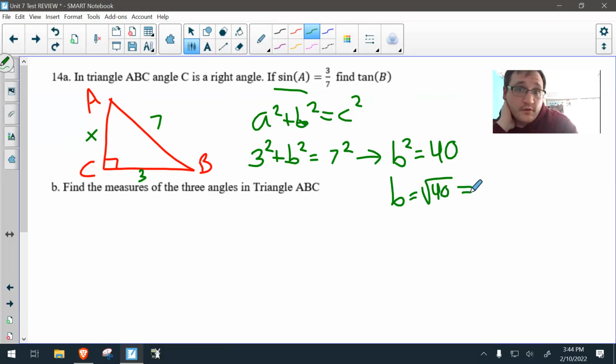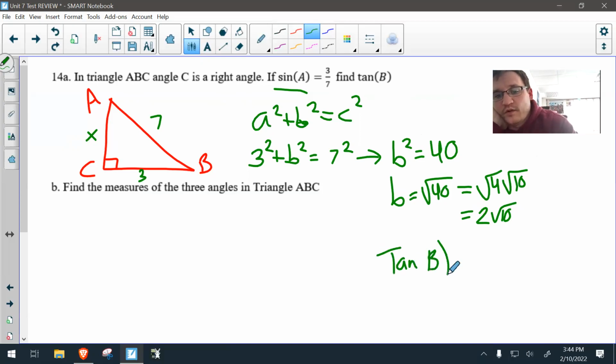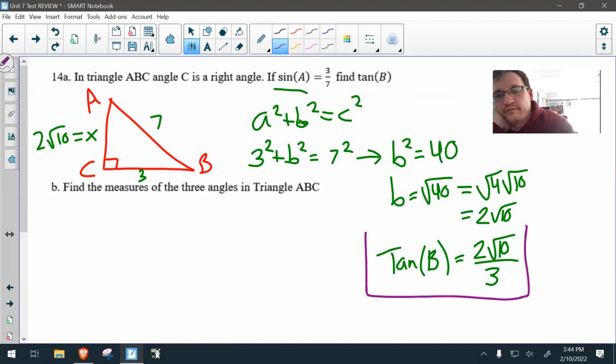And then let's break down our square roots. So we have square root of 4 times the square root of 10, which equals 2 times the square root of 10. All right. So the tangent of angle B, right? So we know x equals 2 times the square root of 10. So the tangent of angle B is the opposite, so 2 root 10 over the adjacent, which is 3. Right? And this would be our answer for 14, part A.